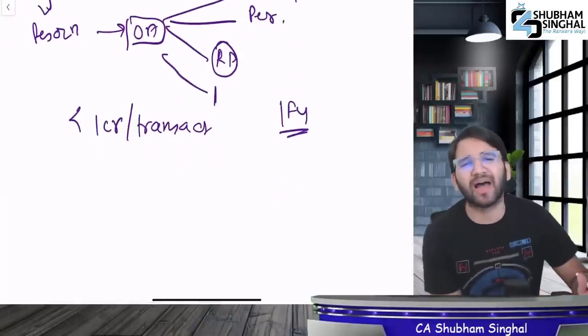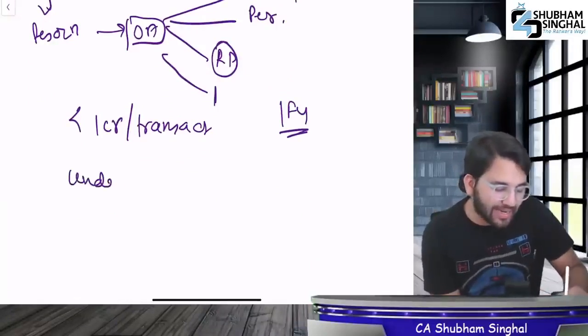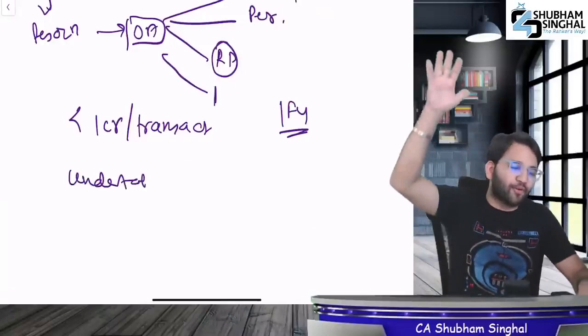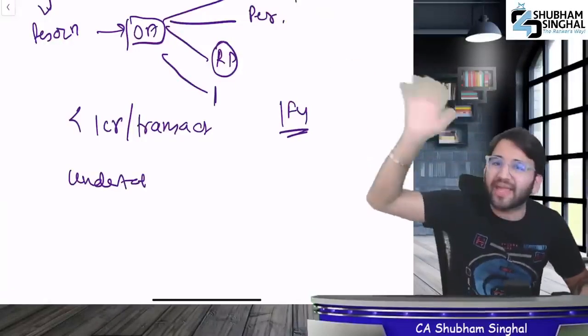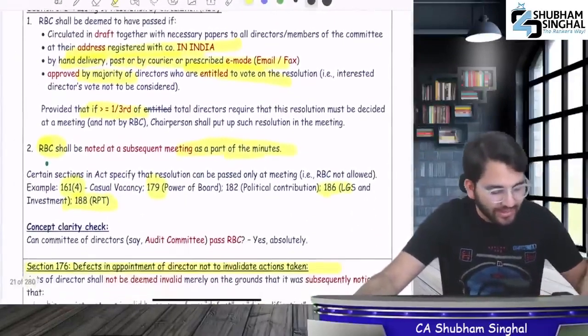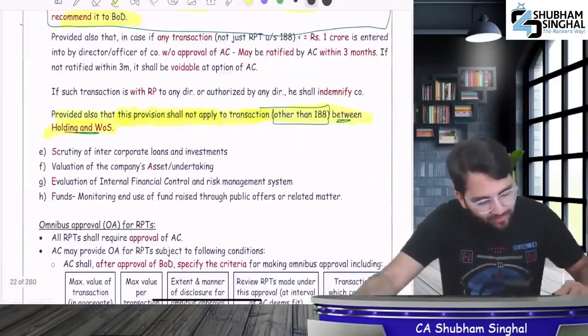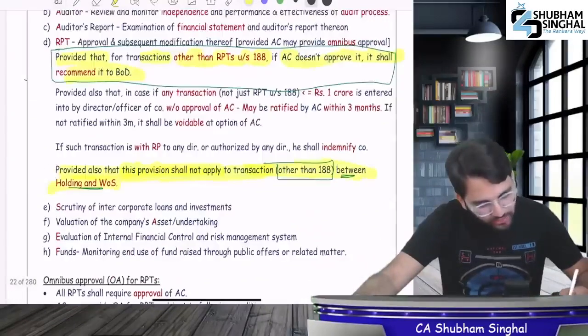Lastly, there are things for which omnibus approval can't be granted. Let's see those. If there is any sale or purchase of an undertaking, omnibus approval can't be given for that. I will repeat this point. If you have to sell or purchase an undertaking, you can't give the omnibus approval for that. This was the entire omnibus approvals point. I hope you understood it. Let me just check for any missing point.